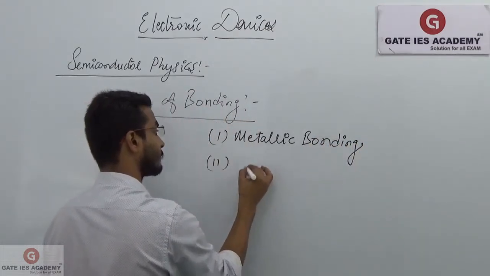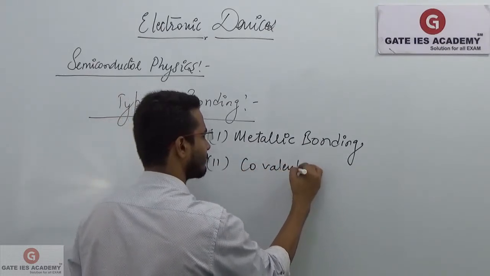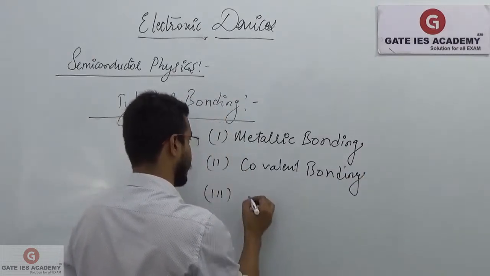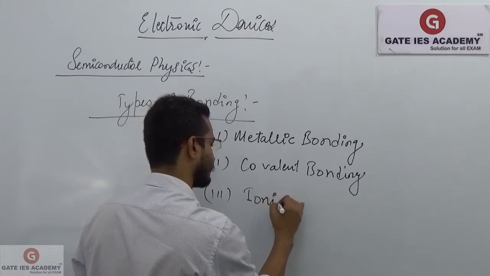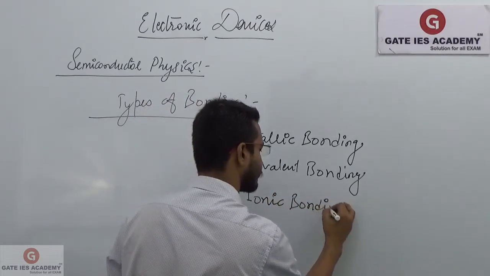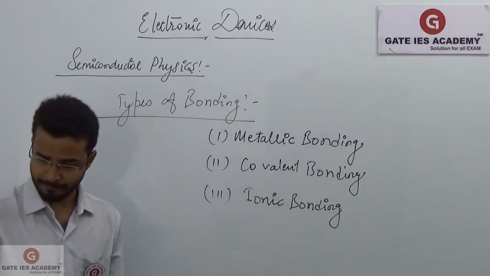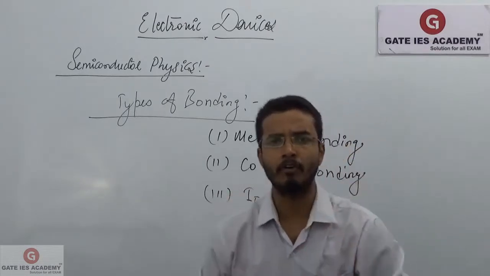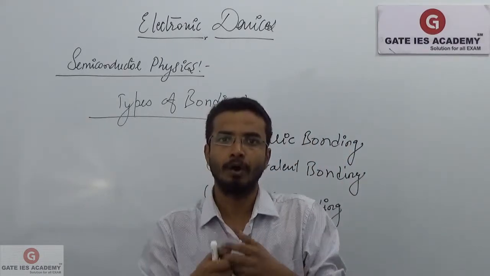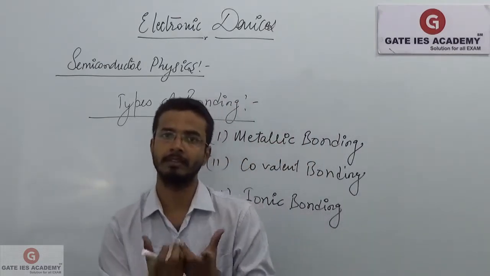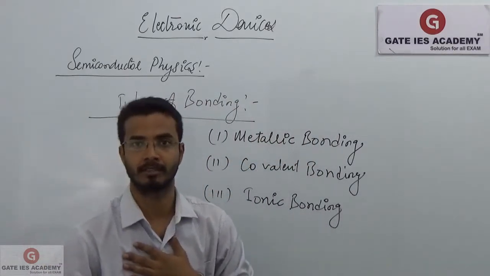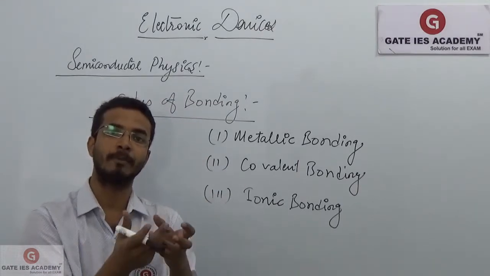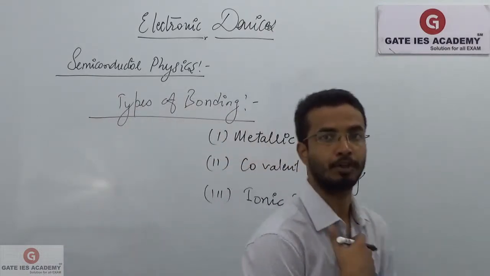Then covalent bonding. Then ionic bonding. That means if I am adding two different types of atoms or the same type of atoms, how those electrons are bound in the total nucleus, that is my point of interest. If I make one nucleus with a combination of several atoms, how that arrangement gets fixed to make one nucleus, that is my point of interest.